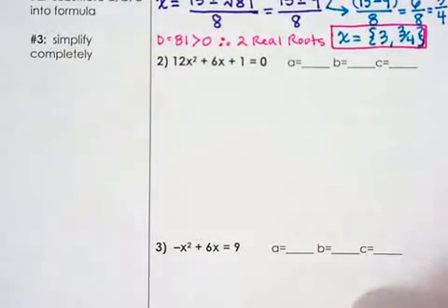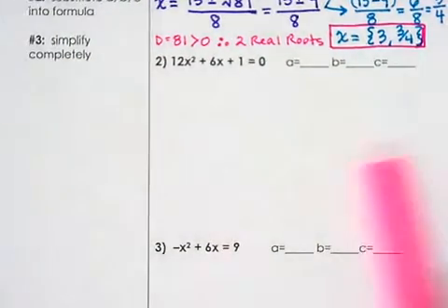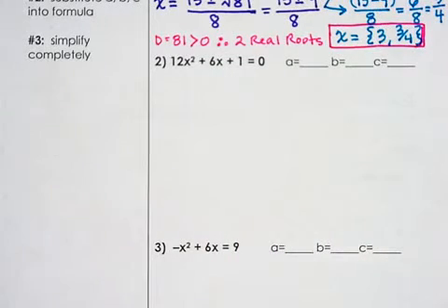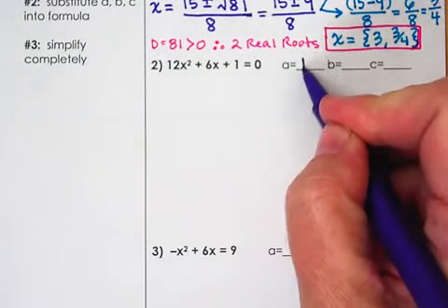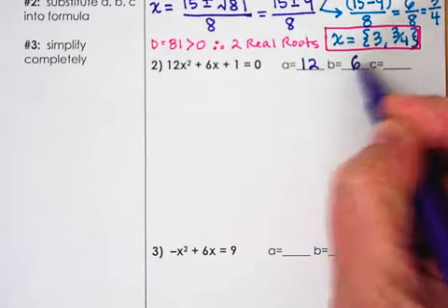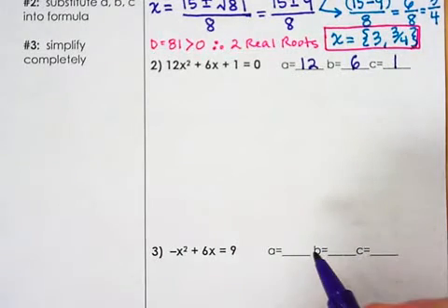So looking at problem number 2, this is already in standard form equal to 0. So I just need to identify the parts. A is 12, B is 6, and C is 1. So we're going to go ahead and set up our formula.